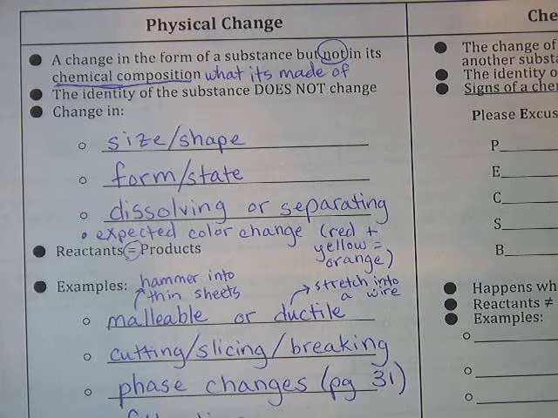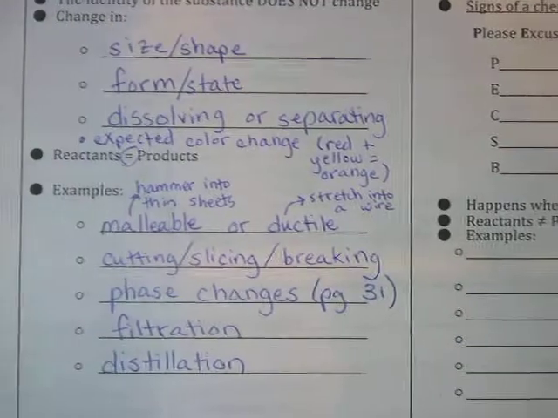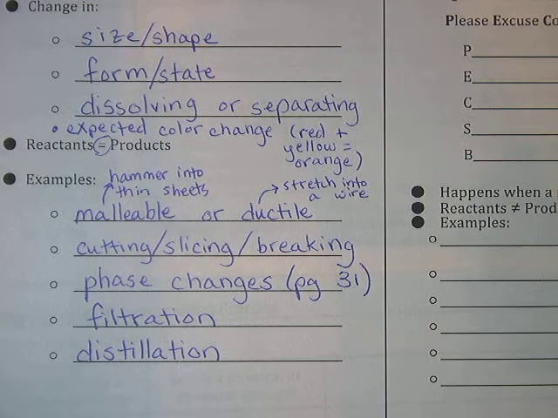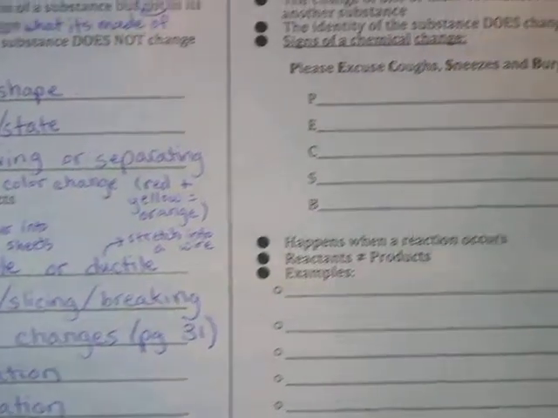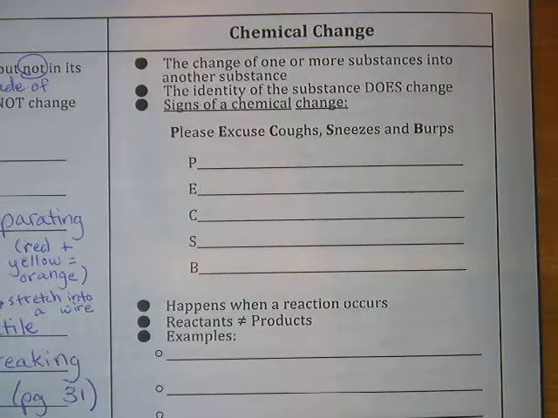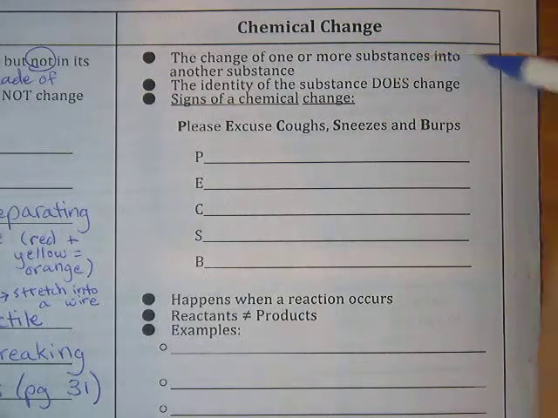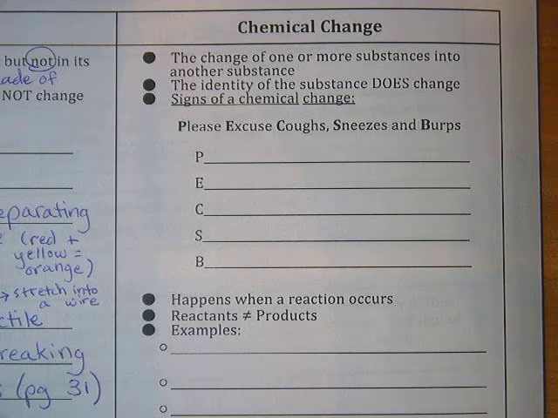That's physical changes. Oh, sorry, I didn't realize I was off screen there. Here, filtration and distillation. There you go. So those are physical changes. Let's talk chemical changes. Chemical changes are the changing of one or more substances into another substance. The identity of the substance does change. You get a new thing.